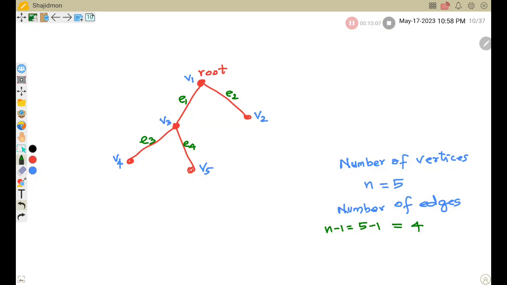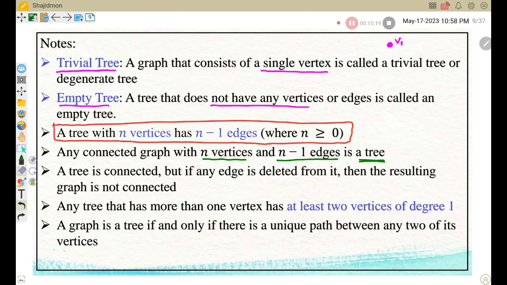For example, here, this tree is connected. Now, if you remove any edge from here, for example, I removed this edge, that graph is not connected. That is the meaning of that one. If any edge is removed from a tree, it will not be connected. Now, any tree with more than one vertex has at least 2 vertices of degree 1.